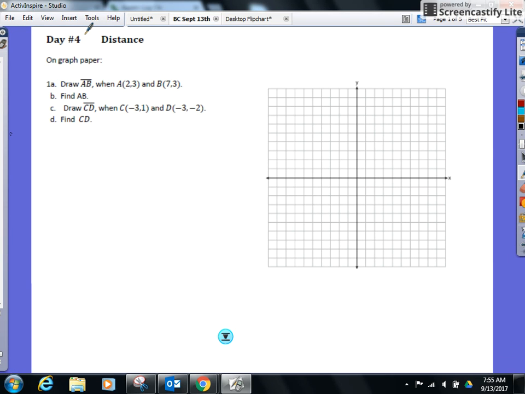Okay, here we go. Yesterday we talked about length of a line. We're going to do the same thing now, but we're going to put it on a graph. And we'll talk about how it's easy to find the length of one line versus another that might be a little difficult.